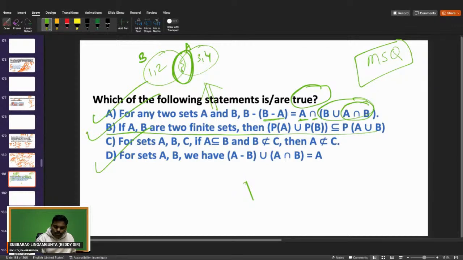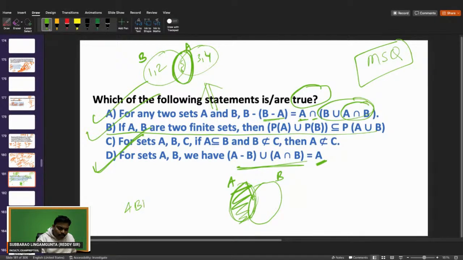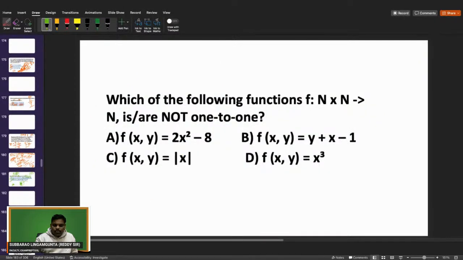If you see this diagram, it's the A people, it's the B people. A minus B is A people but not B people. Next one, A intersection B means this one. You are doing union, so total A will come. Answer is going to be A, B, D. It is a very simple problem. Just substitute some values. That's fine. Let's go to next.